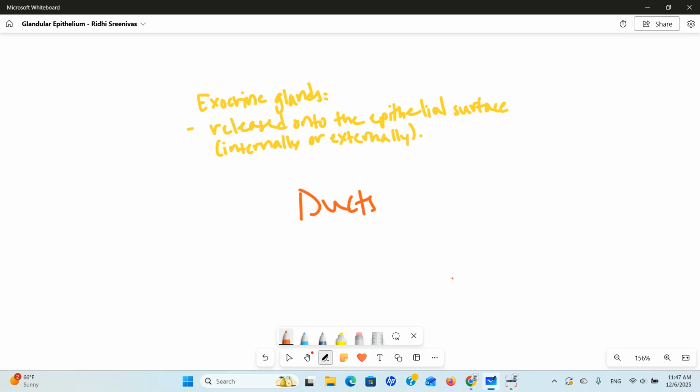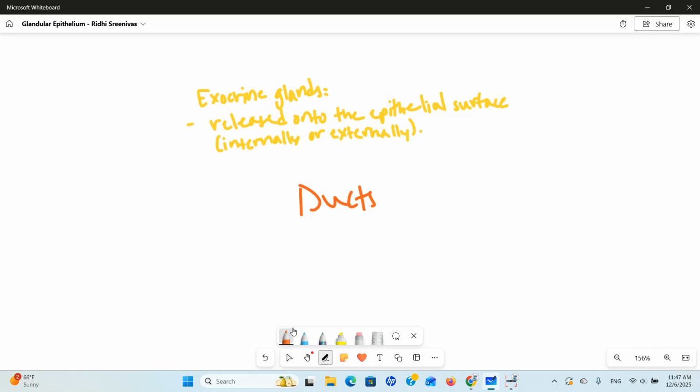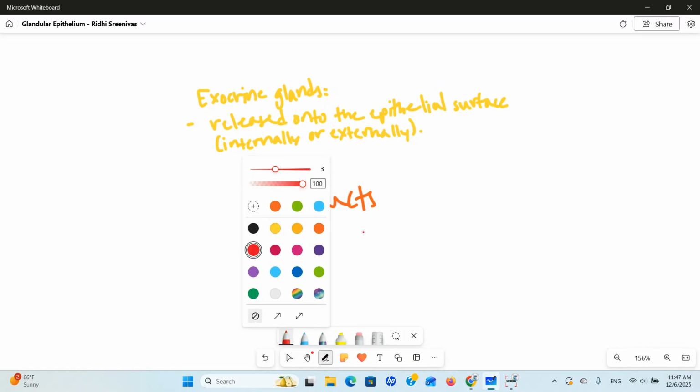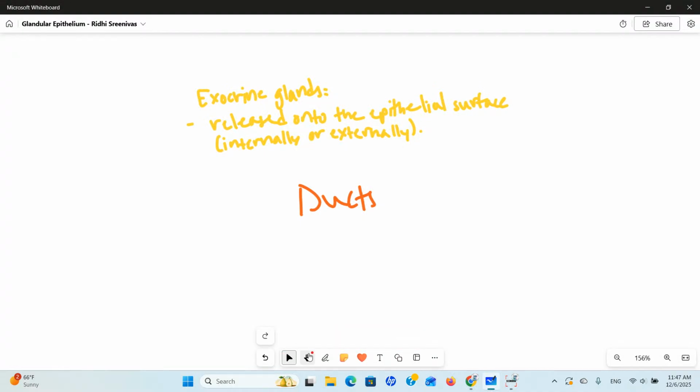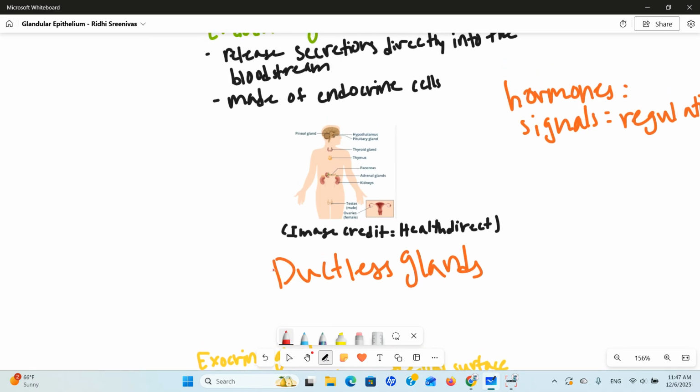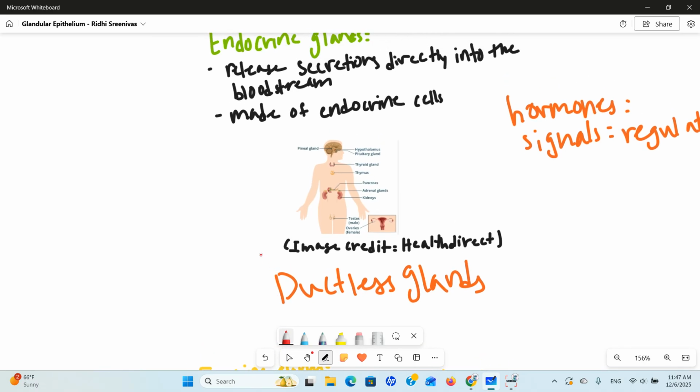Let me go into a few examples right now of exocrine glands, so you have a good idea. I'm not going to refer to specific types of exocrine glands because I feel like those are less widely known and easier to see.